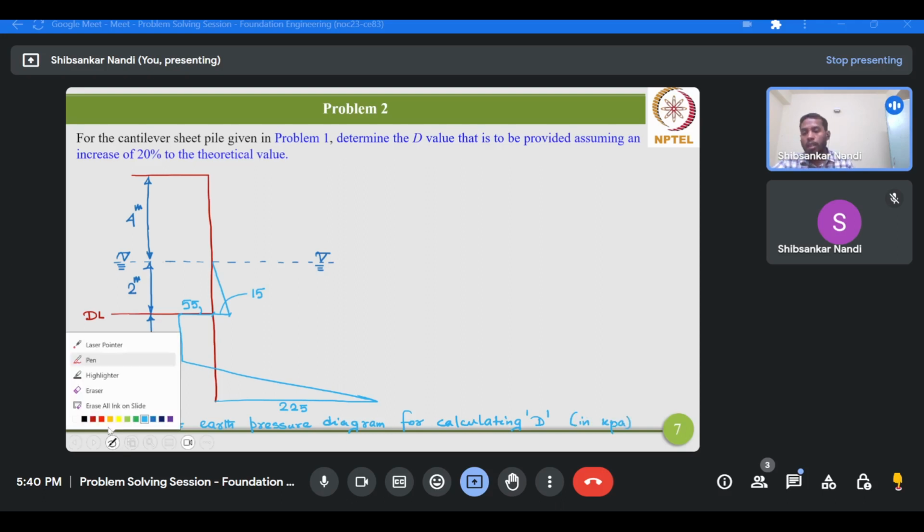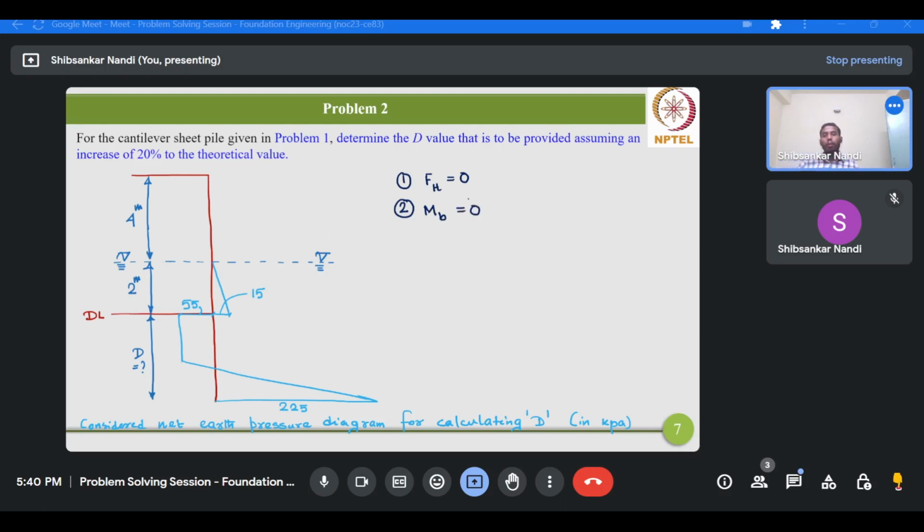Now we have to basically do two things. First we have to take the force equilibrium for the system, and then we have to consider the moment equilibrium about the base of the system. These two things we have to satisfy for the given system.